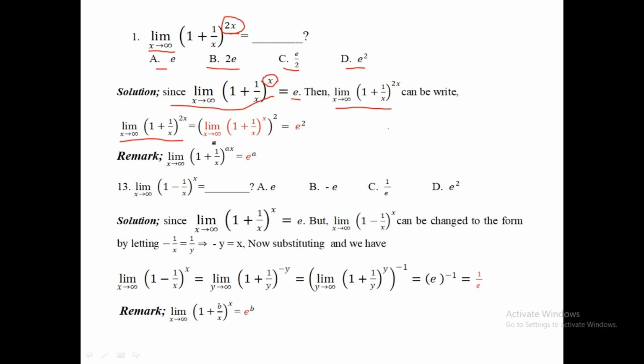So is it possible to write it now, separating it? Can we write 2x as exponent x times 2? Yes. This is one of the exponent rules. So the inner part to the power x gives e, then the power 2 comes as the exponent, so the final answer is e to the power of 2, which is your answer.